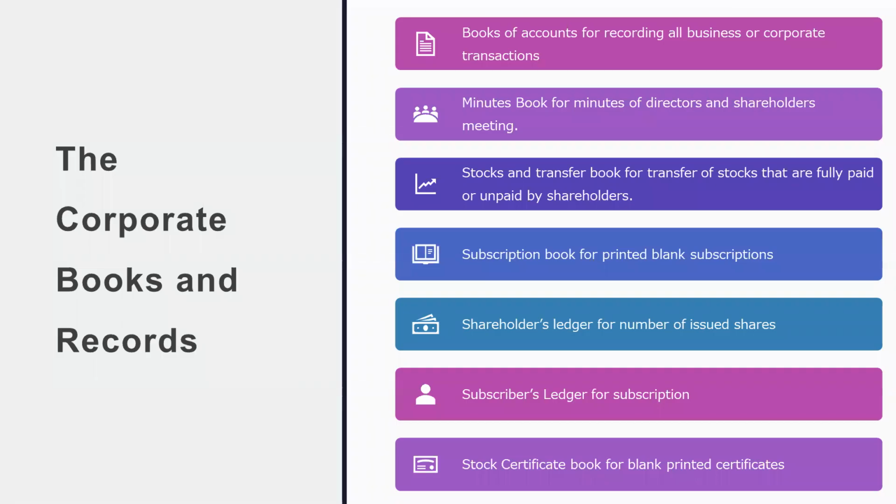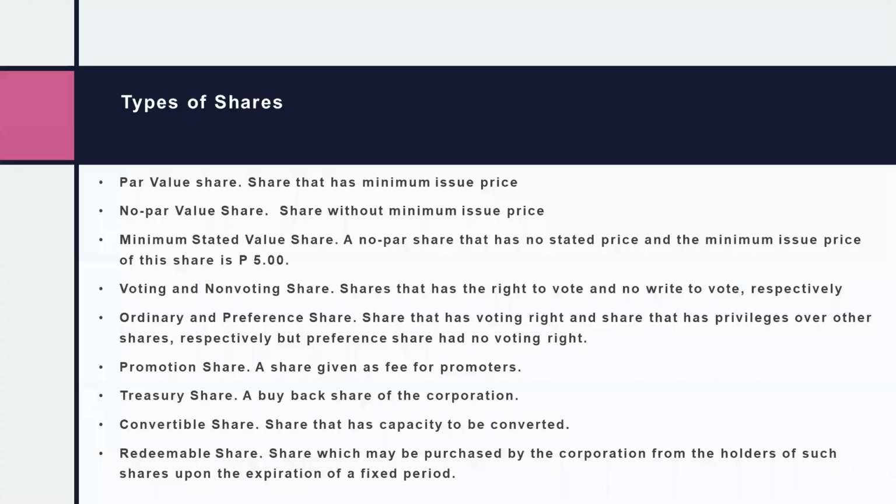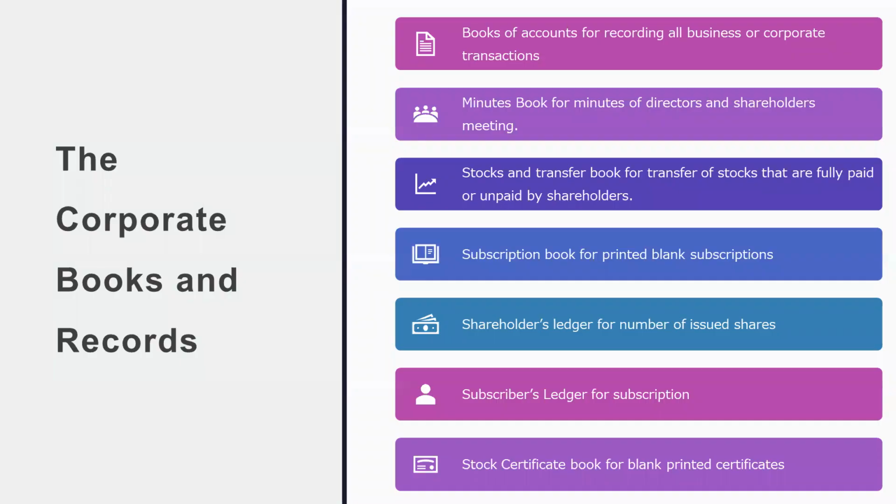Okay, then we have the different books and records. Different books and records or the corporate books and records na maintained of course by the corporation. So unang-una of course, meron pa rin tayo mga books of accounts. So books of accounts for recording all business or corporate transactions. So if they are using special journals, no? So they will have more or less 5 na journals. Your special journals plus your general journal. Na yung lahat ng books or records mo of your business transactions.